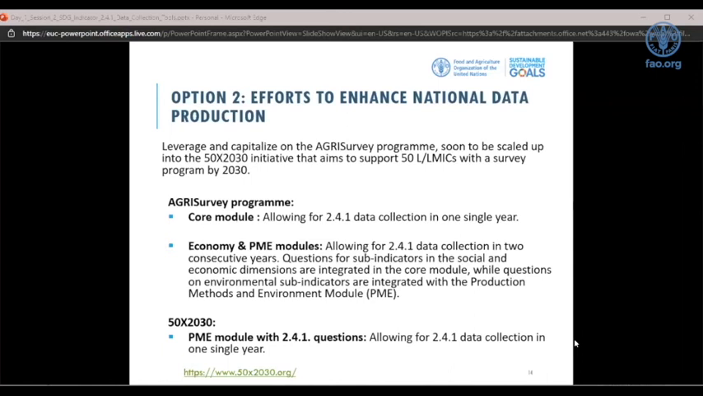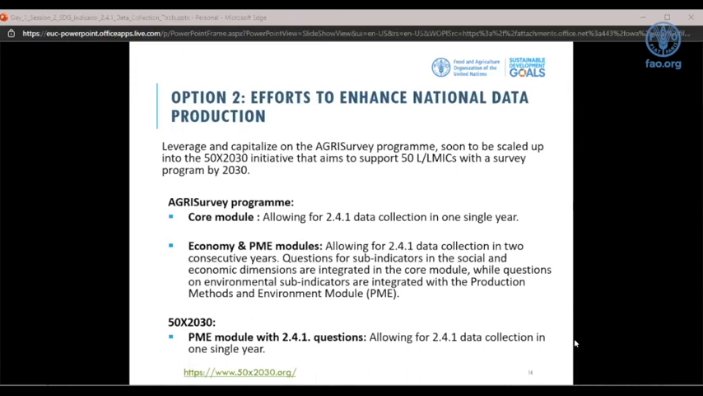There is another option which has been developed as well within the AgriS survey program, whereby we integrated all the questions of SDG 2.4.1 into the economy and the PME modules. It allows for data collection on the respective sub-indicators of SDG 2.4.1 in two consecutive years. So the questions required for the sub-indicators in the social and economic dimensions are integrated within the core module, while questions on environmental sub-indicators are integrated with the production methods and environment module. And for the second initiative, 50 by 2030, we exclusively use the PME module to collect all information on SDG 2.4.1 in one single year.